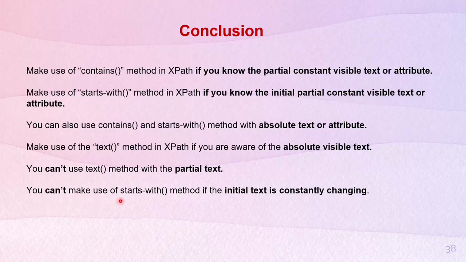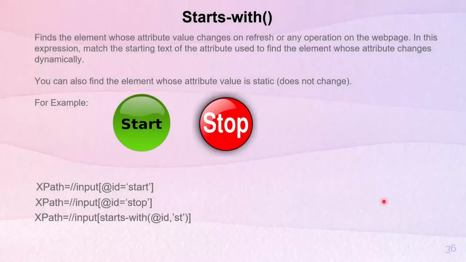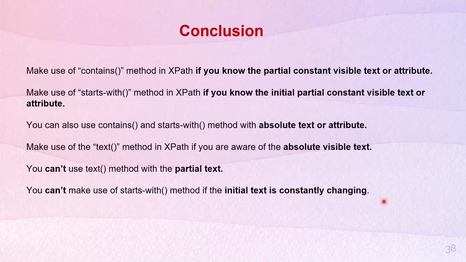Next, we cannot make use of the starts with method if the initial text is constantly changing. Now for example, this ST word is changing constantly. Just imagine we have a button named activate and deactivate. If you click on the activate button, the process is activated and the value of that button changes to deactivate. So the first words are changing, right? In that case, you cannot use the starts with function. So this is the conclusion of the entire tutorial that we learned: the contains method, the starts with method, the text method.